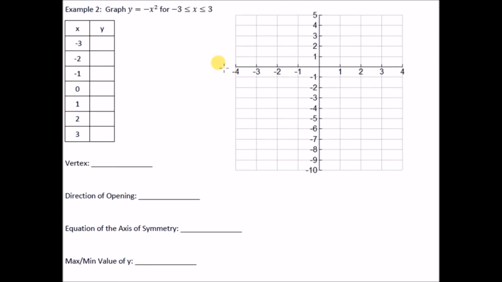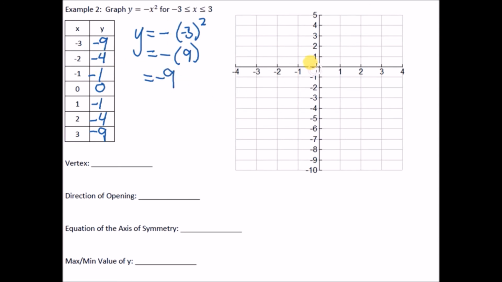Okay, so now what we're going to do is we're going to graph y equals negative x squared. Okay, so this is going to be negative 9, negative 4, negative 1, 0, negative 1, negative 4, negative 9. And if you need to see how to do that, it's y equals negative, and then let's say negative 3 squared. Okay, when we're using BEDMAS, we want to do this negative 3 squared first. So it's actually negative of the number 9, so it's just negative 9, and that's how we get it.